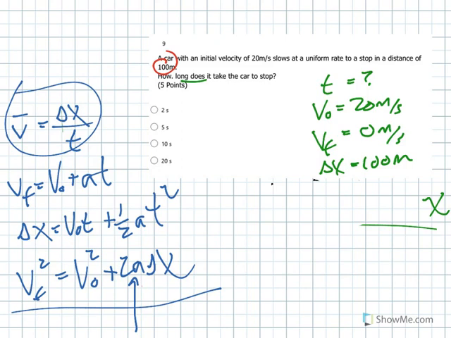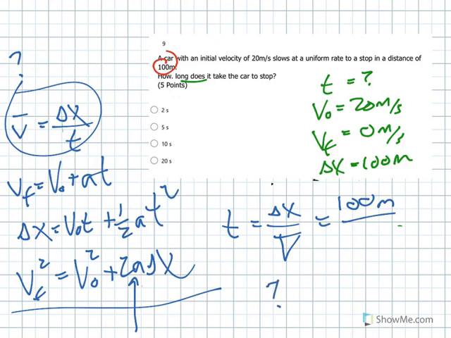I know you're thinking, wait, we don't have V average, do we? Actually, you do. In this problem, it's easy to figure out what V average is. If we solve this for time, that's going to give us that time is equal to delta x over V average. Okay, so your delta x is 100 meters. The question is, what is your V average? Well, in all problems where the acceleration is uniform, you get average velocity by averaging 2 velocities.